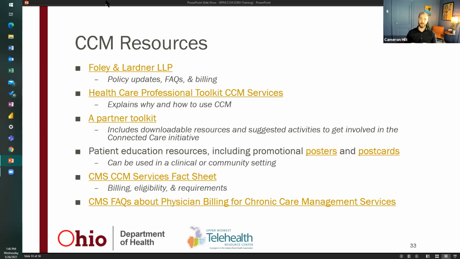So if you want to see more detail of some of the eligibility and requirements, I gave you the big things. That would be a good place to reference, as well as they have a lot of FAQs about billing for the services as well. So CCM has a lot of that guidance that's coming directly from CMS in order to get people started and reimbursed for the services they're providing.